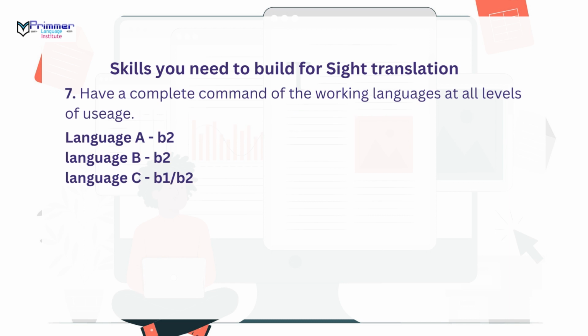Number 6, you will want to have a complete command of the working languages at all levels of usage. So your language A should be very good up to a B2, the same thing with your language B, the same thing with your language C. Most times you're allowed to have a B1 in language C because you don't use it every time to interpret. Most times you're interpreting from your language C into your language A or B and not into the language C. So that does not mean you should not make any effort though.